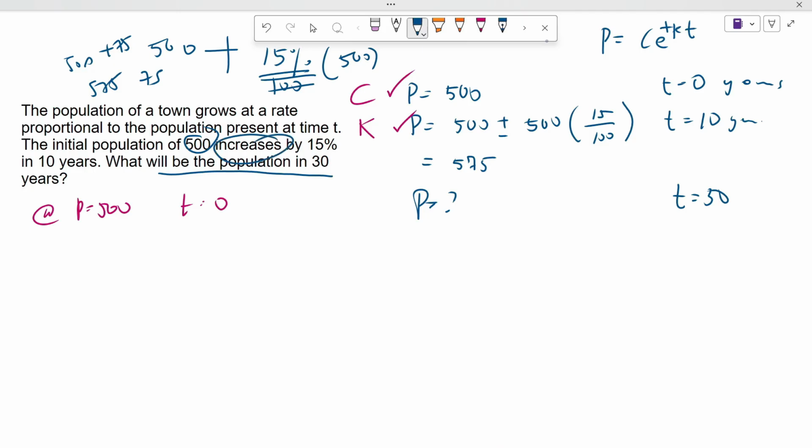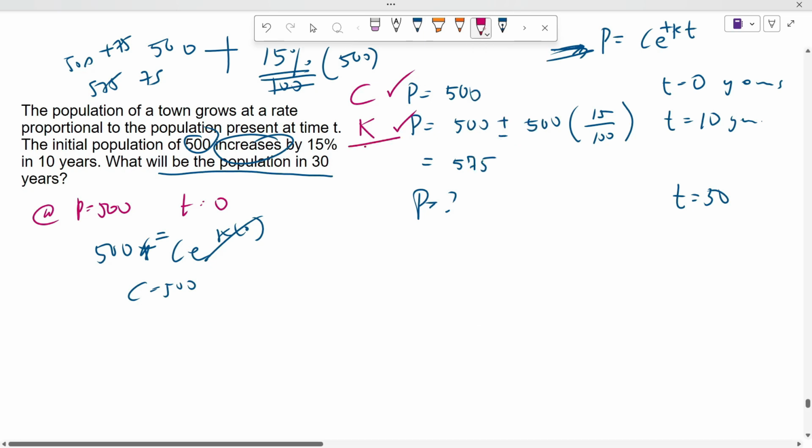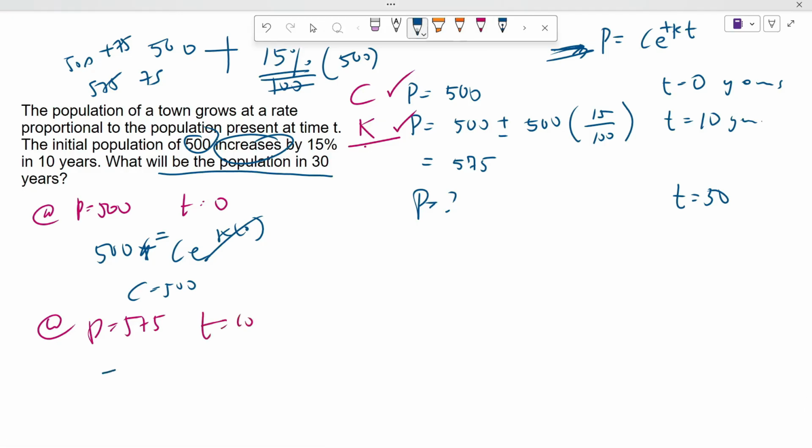So we substitute our P into this formula. Substituting P, 500 equals Ce^(k·0). So C is equal to 500. At the second condition, P equals 575, t equals 10 years. So substitute 575 again into the formula above. Our P, our C is 500, e raised to k times t.